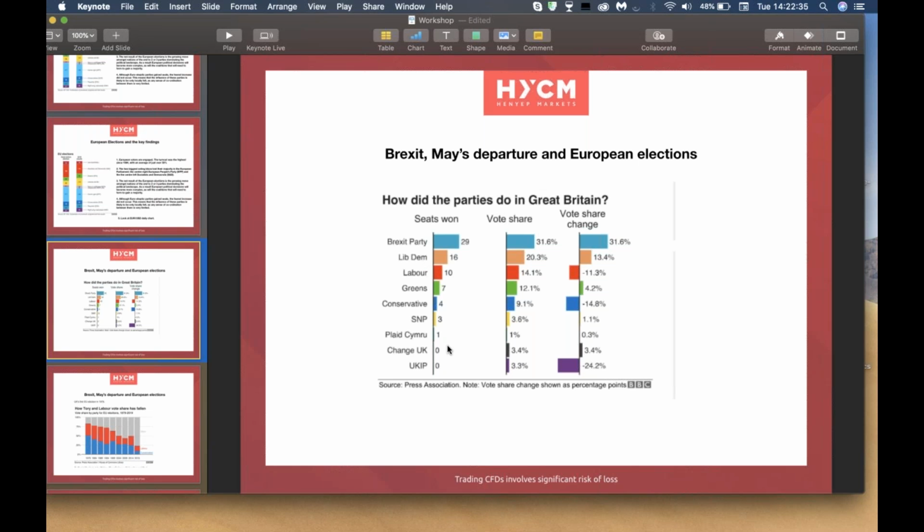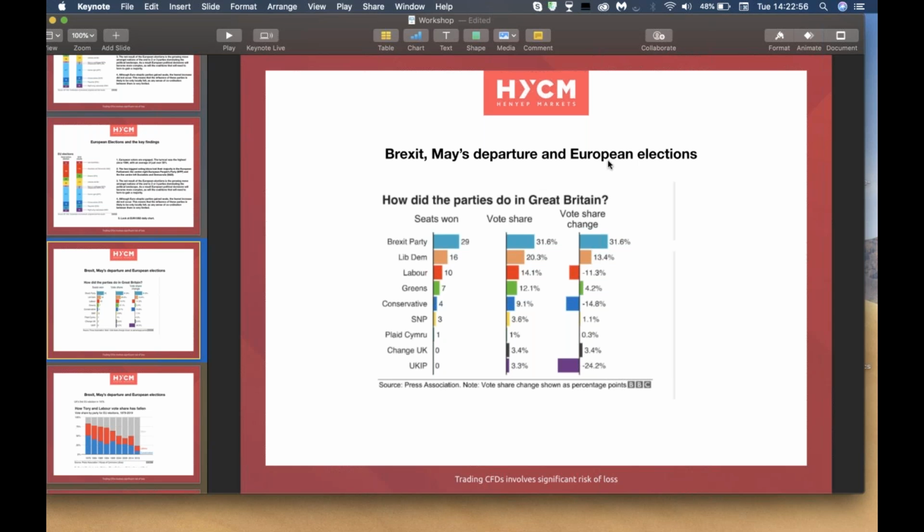And Nigel Farage won 31.6% of the votes in the European elections in the UK. And that is all about leading the UK out of Europe. That's what he wants to do. That's the whole focus of the party.